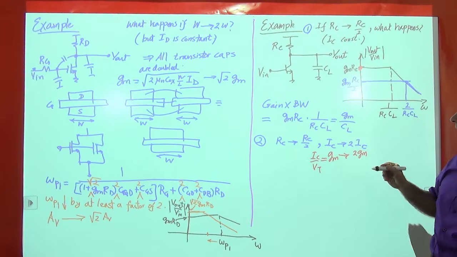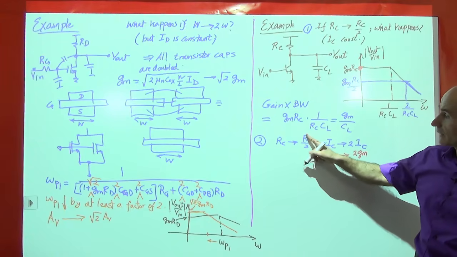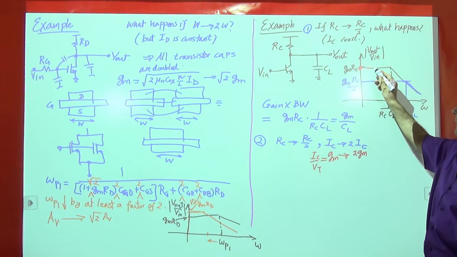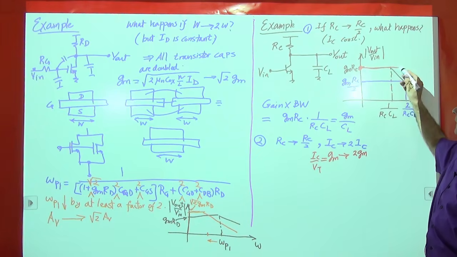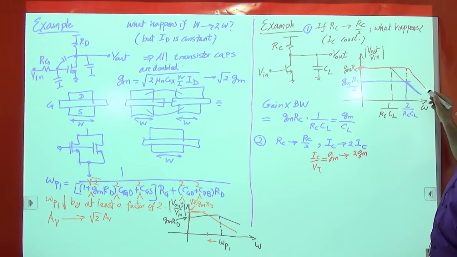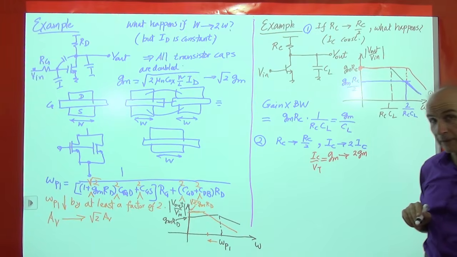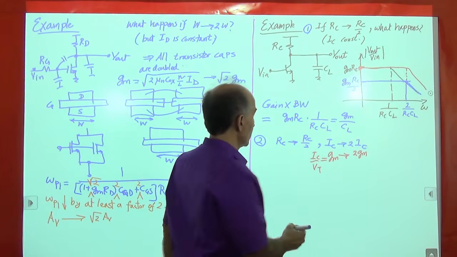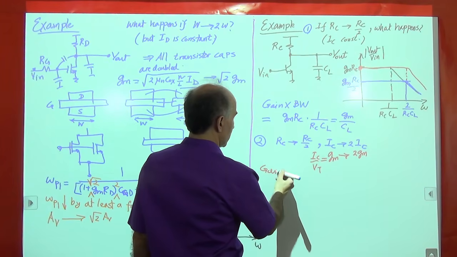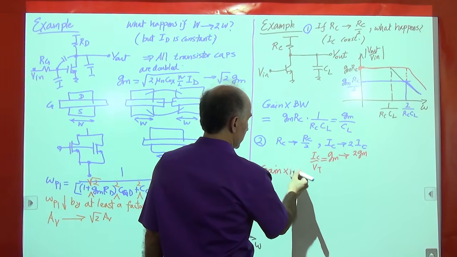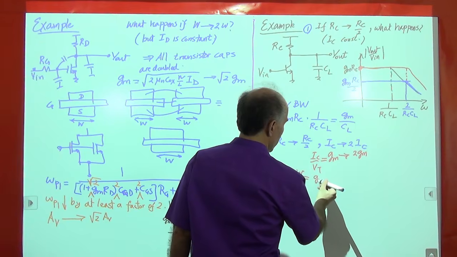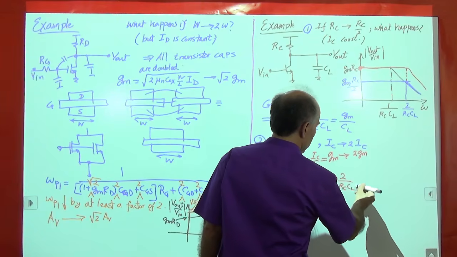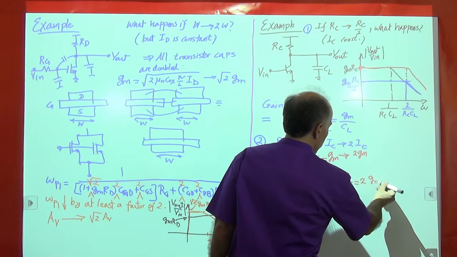What happens to the bandwidth? Well, because the load resistance has gone down by a factor of 2, the bandwidth has gone up by a factor of 2. So now we will be on this plot up to here, and then we go down. So what happened? We managed to increase the gain bandwidth product by a factor of 2. So you see in this case, gain times bandwidth is equal to GM-RC times 2 over RCCL, and that's 2 GM over CL.